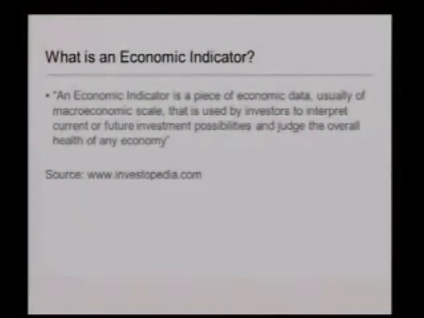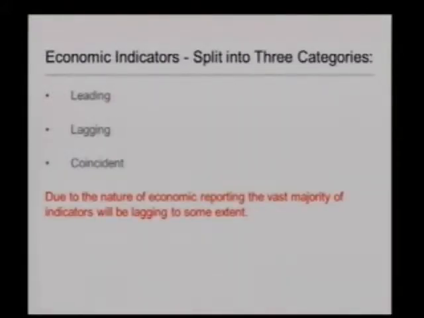What is an economic indicator? An economic indicator is a piece of economic data, usually of macroeconomic scale, that is used by investors to interpret current or future investment possibilities and judge the overall health of the economy. They're usually split into three categories: leading, lagging, and coincident. Due to the nature of economic reporting, the vast majority of indicators will be lagging to some extent.